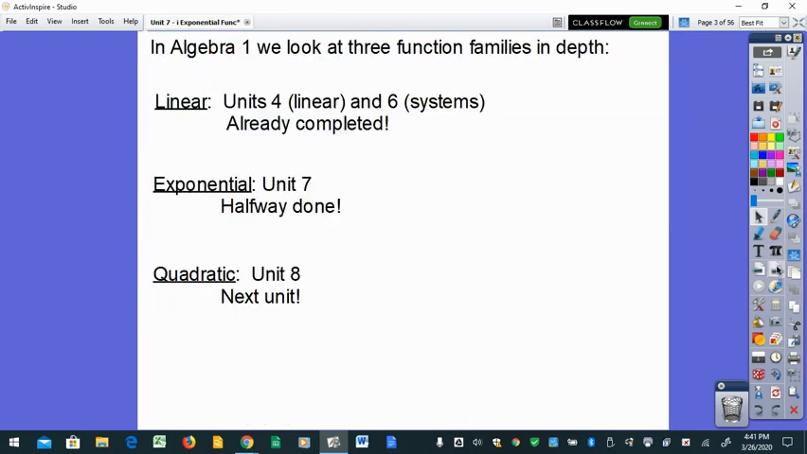So what we've covered so far really in terms of our mastery of function families is we did linear functions in Unit 4 and then systems in Unit 6, and those are both completed. We're working on exponential right now, and we're actually a little bit more than halfway done. And then we'll finish off the year doing the quadratics.